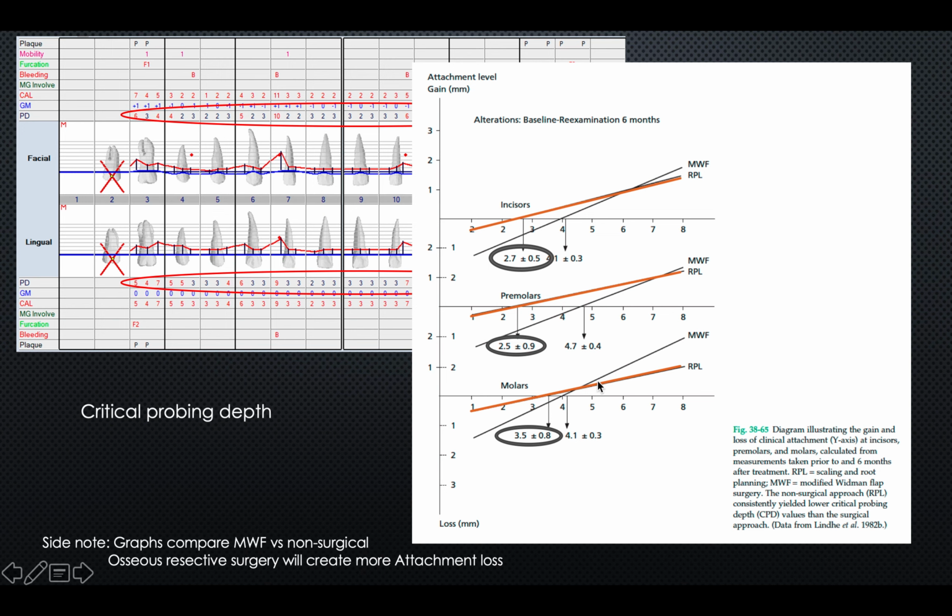Okay, let's look at premolars. For premolars, this cutoff is 2.5.